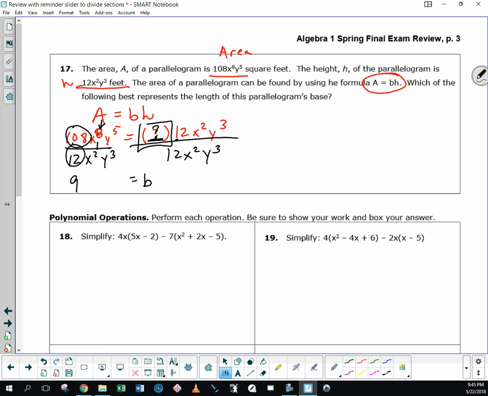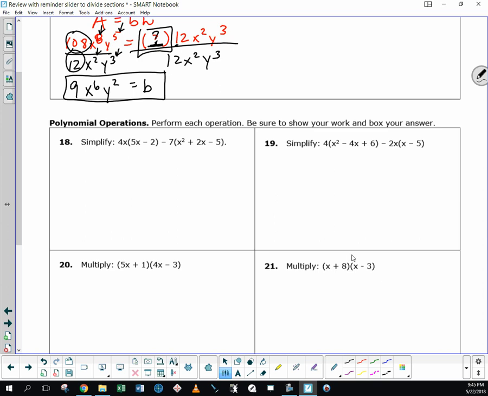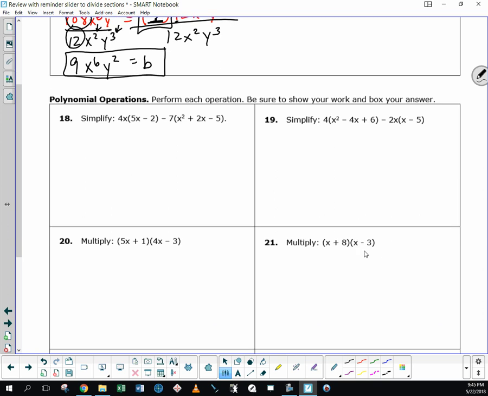And then x to the 8th over x squared, that's going to be 8 minus 2, so that's x to the 6th. And 5 minus 3 is going to be y squared. And so I know the base is 9x to the 6th, y squared. Taking a look at number 18.